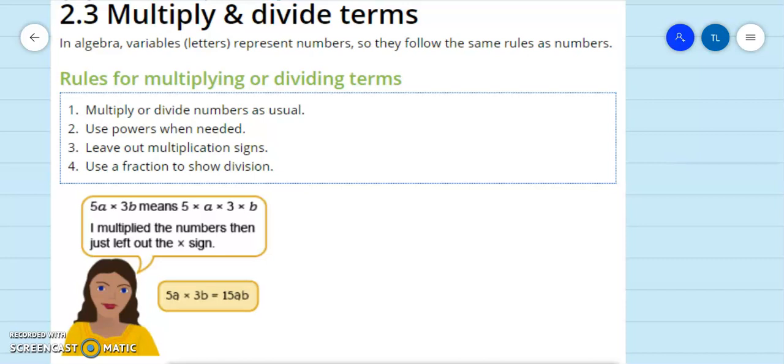it will be better if we write a half p. For example, if we have 0.5p, it will be better if we write it as a half p. So in algebra, we use fractions rather than decimals.